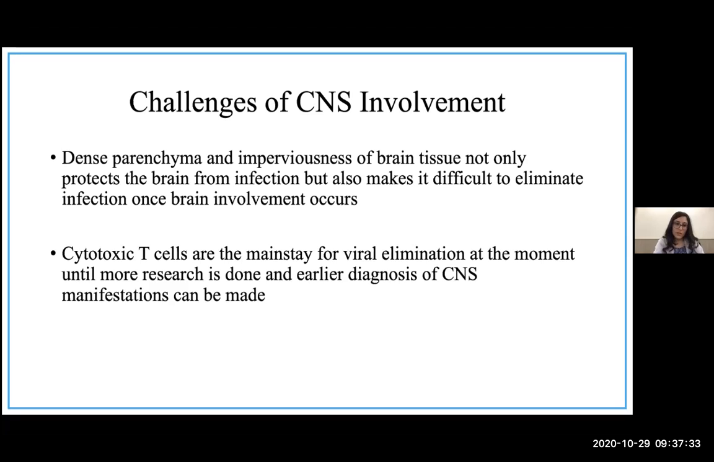I've also looked up treatment, and obviously there's no treatment except for supportive treatment. So I decided to talk about challenges instead of CNS involvement. So we all know that the CNS has dense parenchyma, and its imperviousness not only protects the brain from infection, but once you have an infection, it becomes very difficult to eliminate it. So cytotoxic T cells are the mainstay for viral elimination at this point. And with more research and earlier diagnosis, we might be able to overcome this problem.